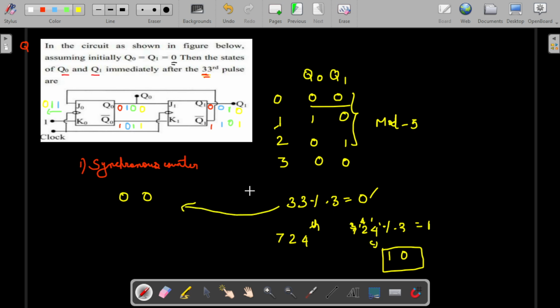Okay guys, this is how we can solve questions on synchronous counters. We have seen plenty of questions on how to solve synchronous counters, asynchronous counters, everything. I hope this much understanding will be enough for you to get good marks in the counter part. Next class, let's start with Mealy and Moore machines, those state machines.